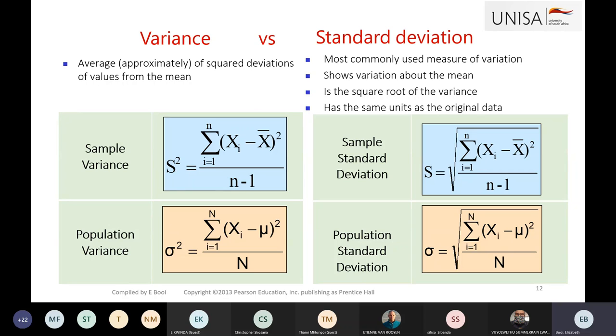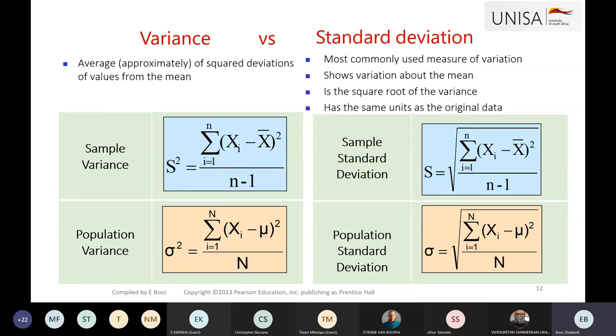The standard deviation is the square root. If I put the square root here, you will see that it is the square root of that, because when I have a square root here and a square root there, the square root will cancel out the square. I will be left with s on one side and then the square root on the other side. So the standard deviation is the square root of your variance.